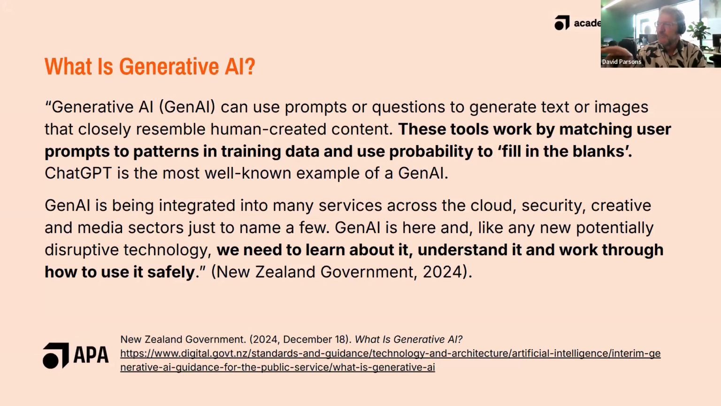They match user prompts to patterns in training data and use probability. This is where generative AI is different to traditional machine learning, in the sense that traditional machine learning is typically supervised, which means that you give the machine, like we did with the previous example, all of this stuff, and then rather than filling in the blanks, it's just trying to recognize the next thing and putting it in the box that you've provided.